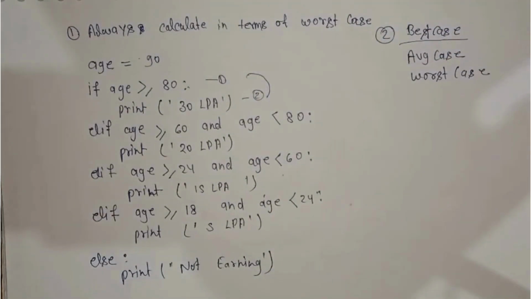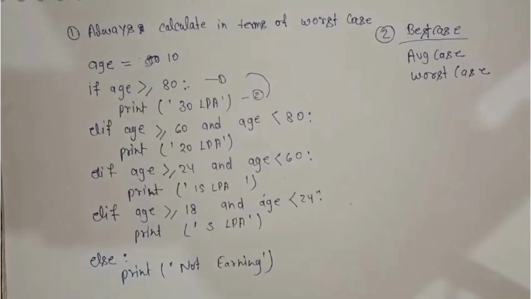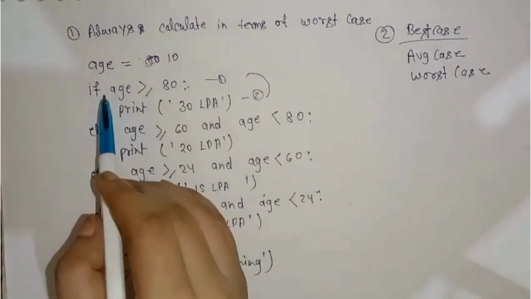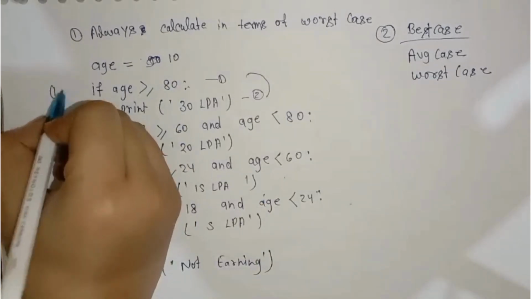Okay, and let's think age is not greater than or equal to 80. What will happen if age is greater than or equal to 80? No, so one operation.